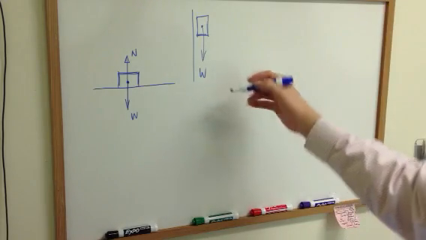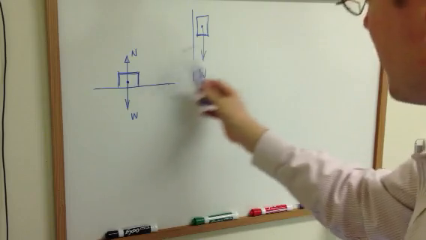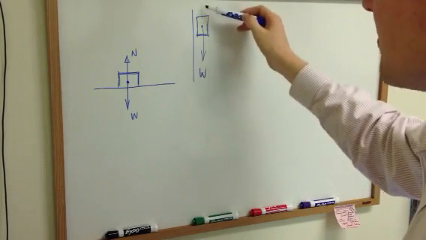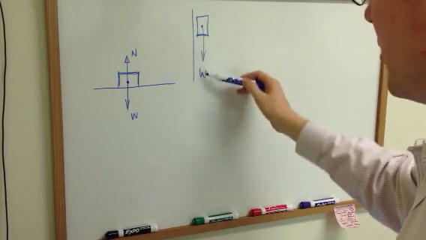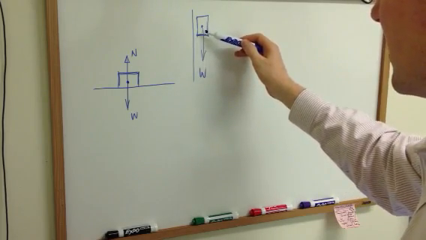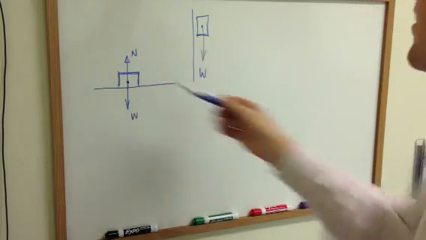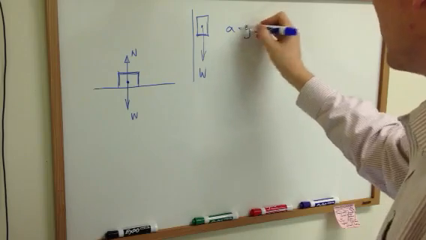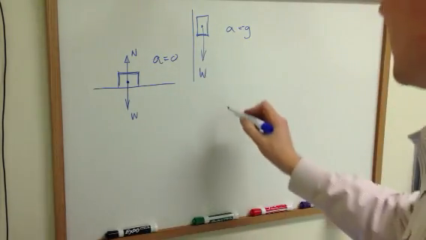So the dramatic difference here is that N is nonexistent vertically, and N is doing nothing to oppose the weight. Here the weight is constant, but there's an N and there's no acceleration whatsoever. Here, acceleration is equal to g downwards. Here, acceleration is equal to 0.